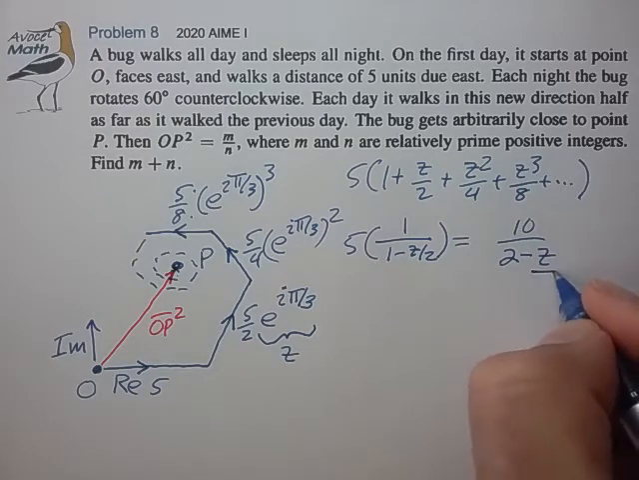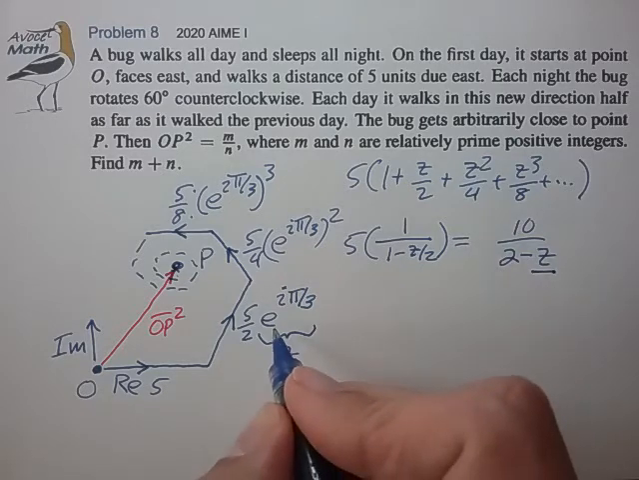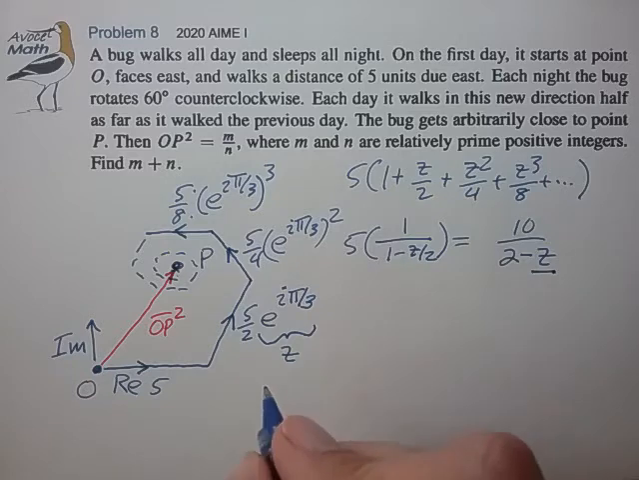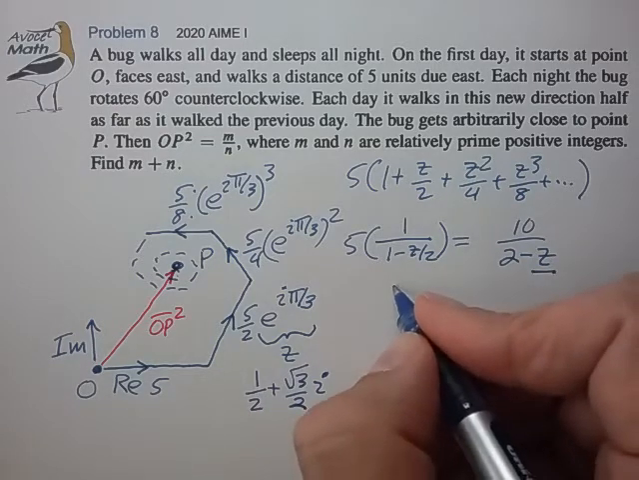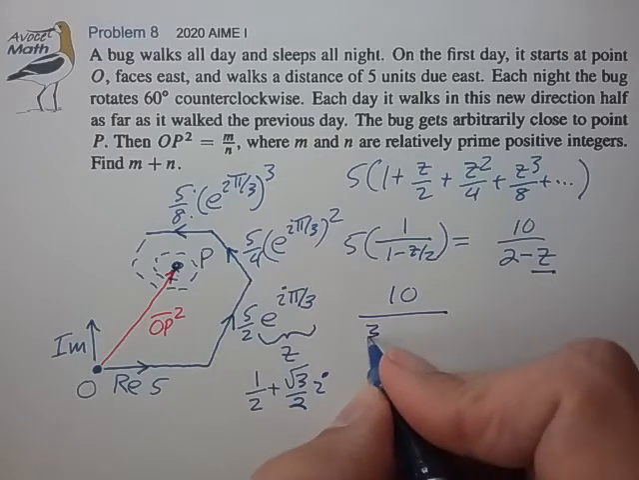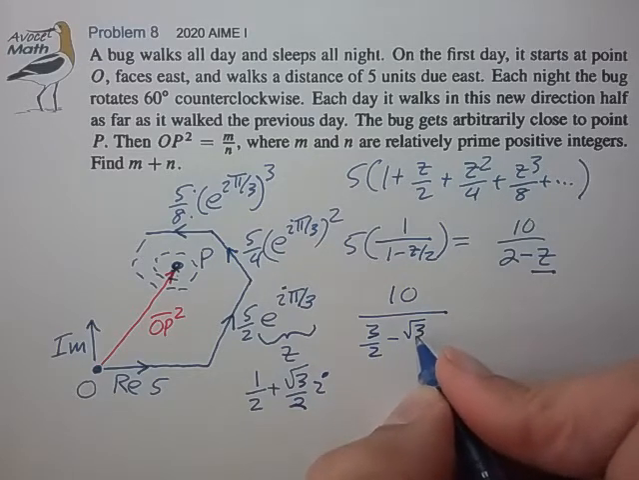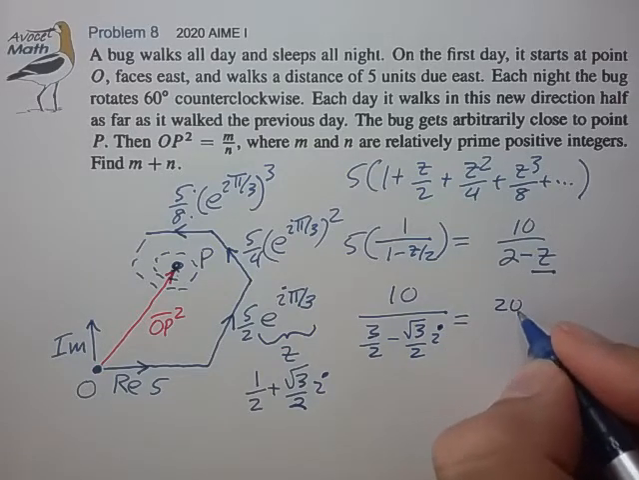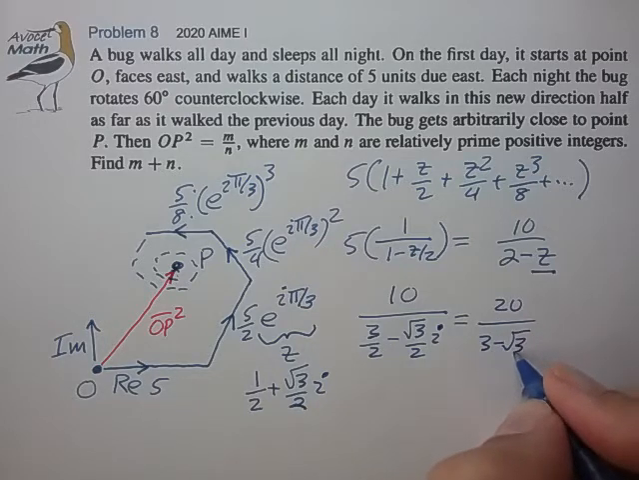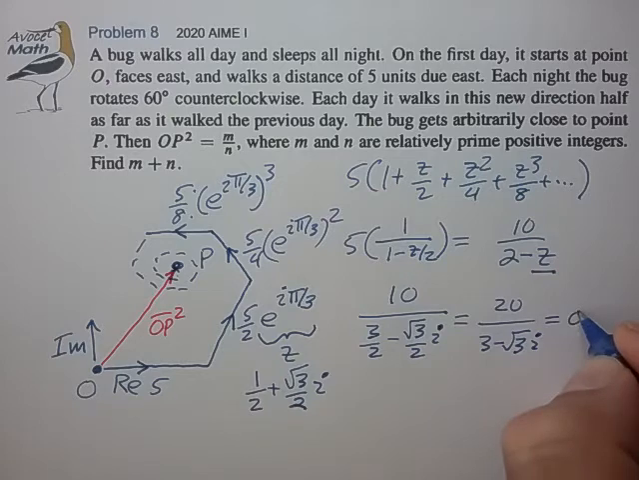Let's see, we'll have to substitute in what z is in Cartesian coordinates. So converting e to the i pi divided by 3, we find that that's 1/2 plus root 3 over 2 i. So plugging this in for the number z gives us 10 over 3/2 minus root 3 over 2 i, multiplying top and bottom by 2, 20 over 3 minus root 3 i. So this represents OP in the complex plane.